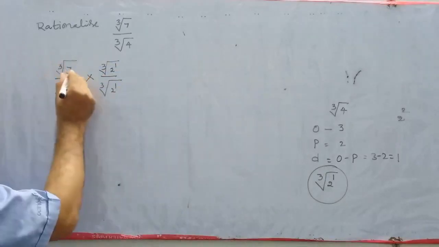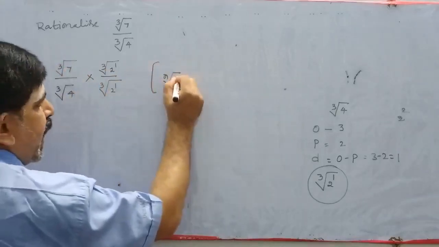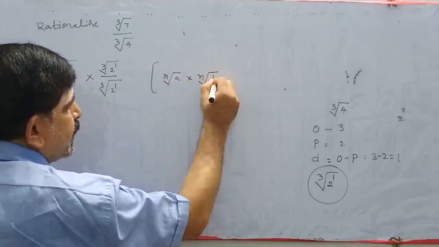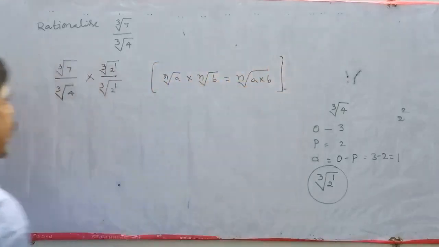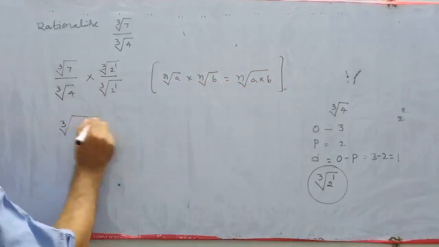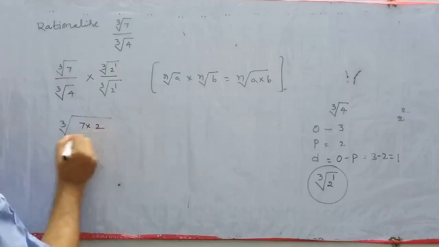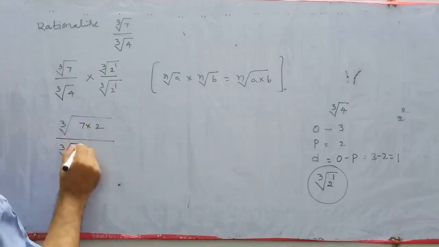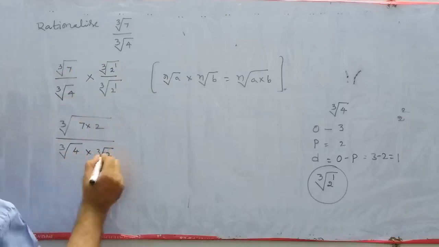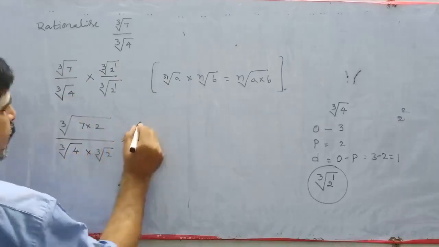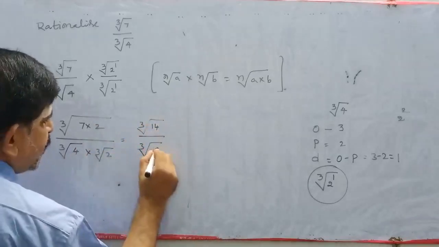Now cube root of 7 into cube root of 2. So this is in the form of nth root of a into nth root of b, that is equal to nth root of a into b. Okay. Now cube root of 7 into cube root of 2 power 1, that is cube root of 7 into 2 by cube root of 4 into cube root of 2. So that is cube root of 7 twos are 14 by cube root of 4 twos are 8.